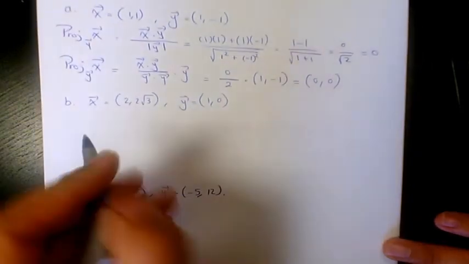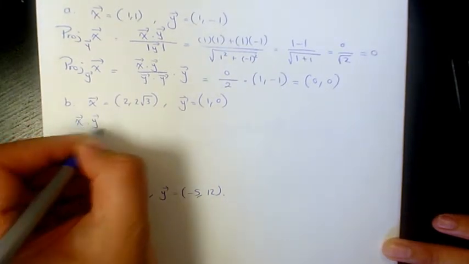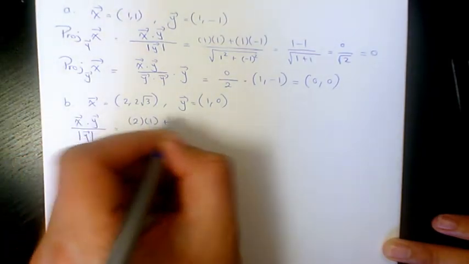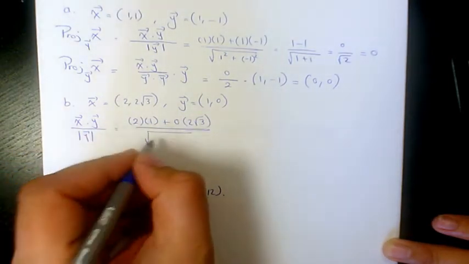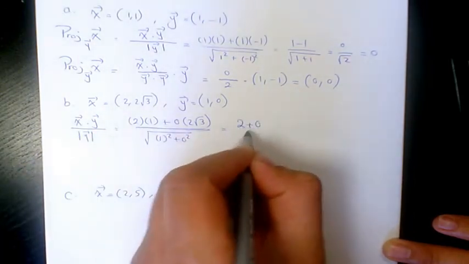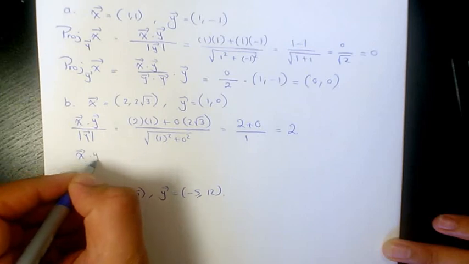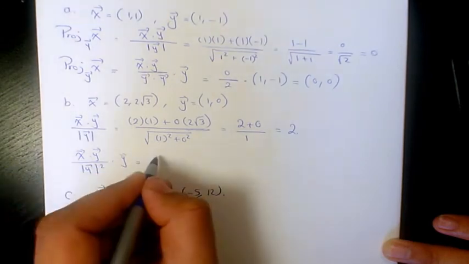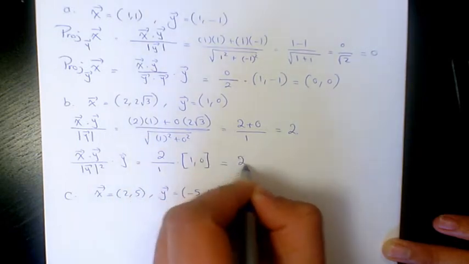Next one, it will be the dot product of x and y divided by magnitude of y. It's going to be 2 times 1 plus 0 times 2 root 3, divided by square root of 1 squared plus 0 squared. That will be 2 plus 0 divided by 1, which is going to be 2. Next is going to be the dot product of x and y divided by the square of y times y, which is going to be 2 over 1 times y, which is 1 and 0. That will be 2 and 0.